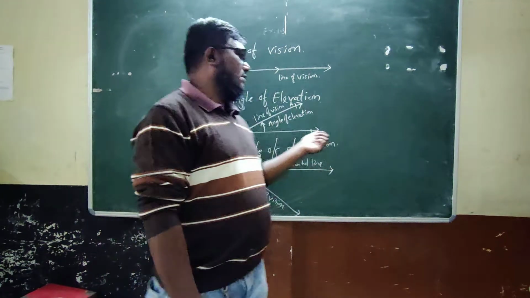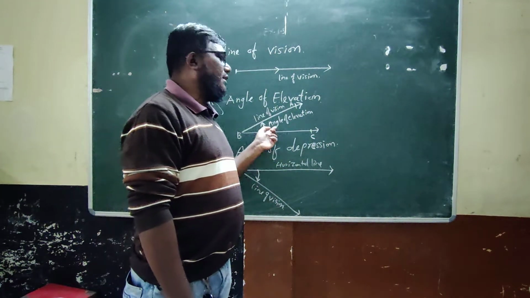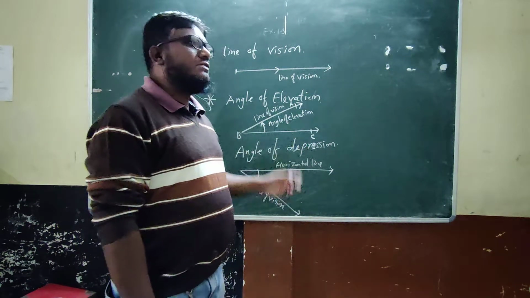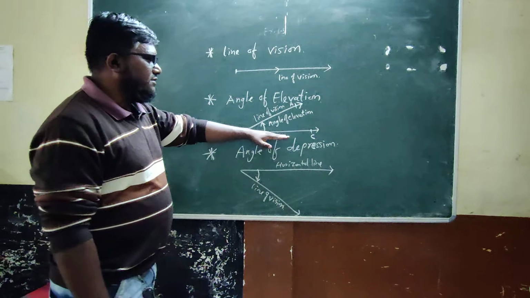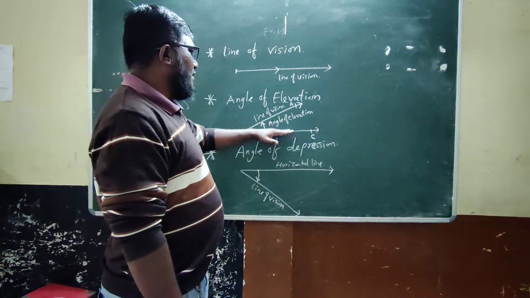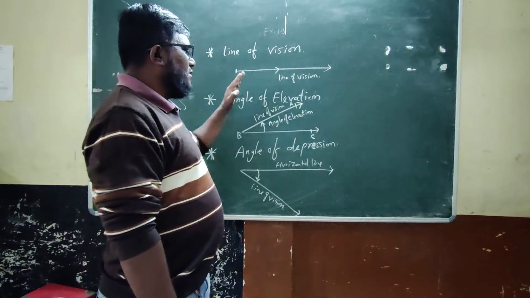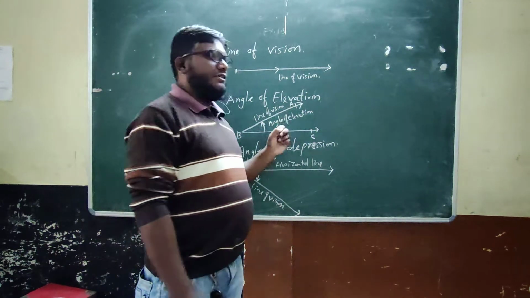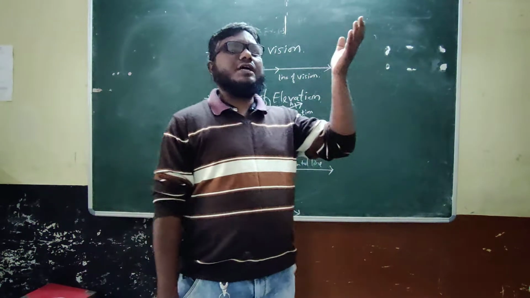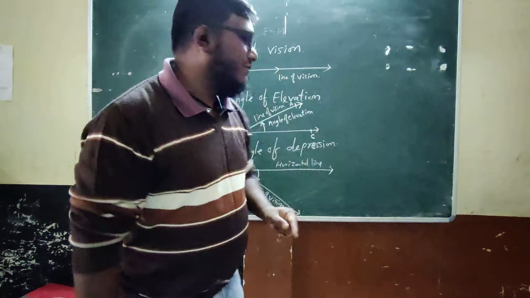That angle is called an angle of elevation. That means we have to see upper side. So our line of vision is moved to the upper side. That is called the angle of elevation. When we look upside, that is called angle of elevation.